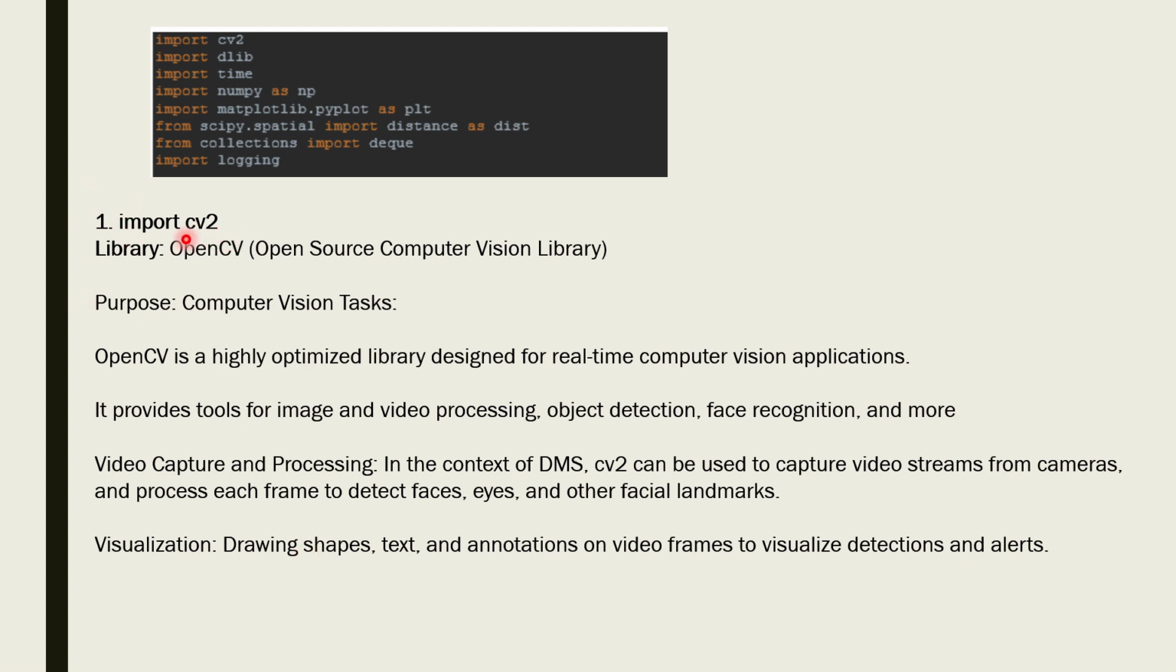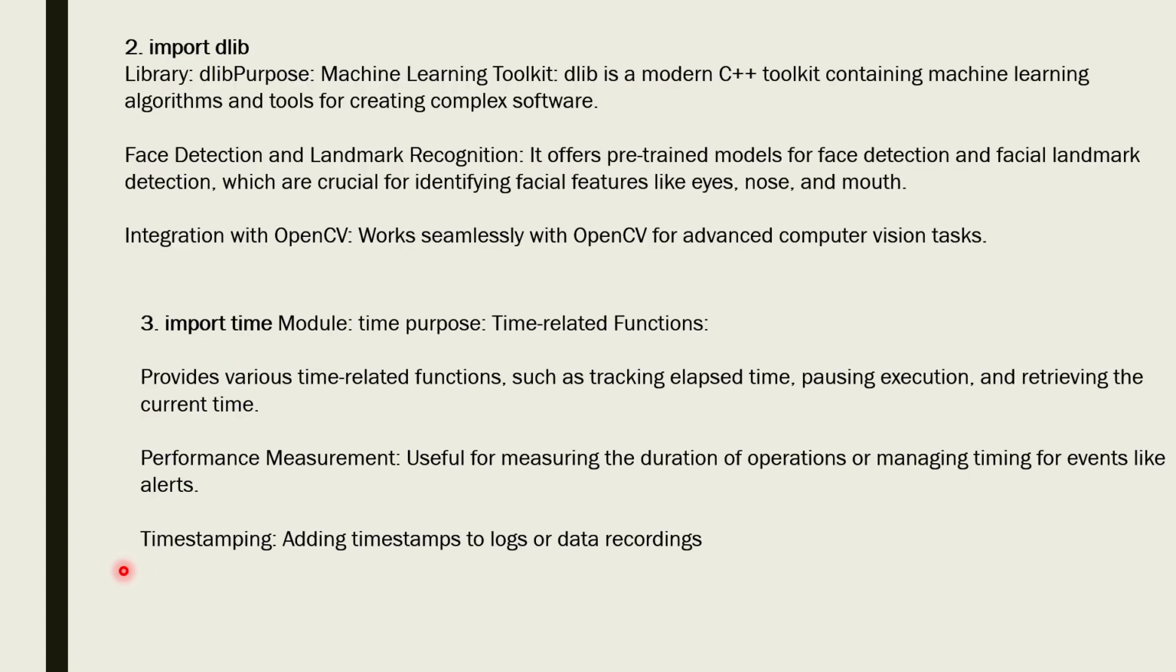So OpenCV is used for the computer vision task. It is a highly optimized library designed for computer vision applications. It provides tools for image and video processing, object detection, facial recognition, and others, like video capture and processing. In real time, I'm capturing the webcam image using this function. And in this project, it is also used to detect the face, eyes, and other landmarks.